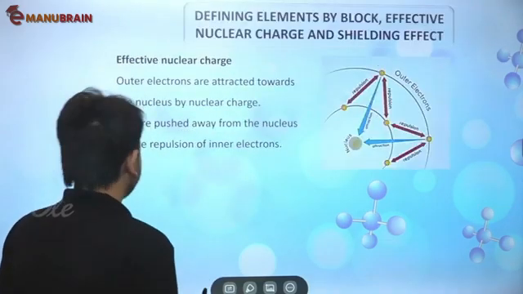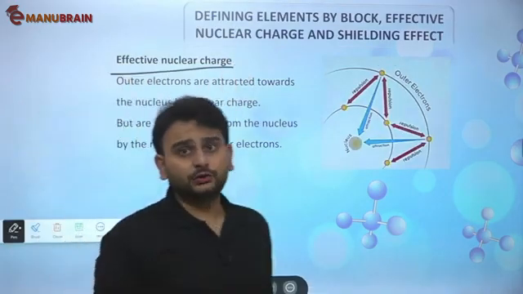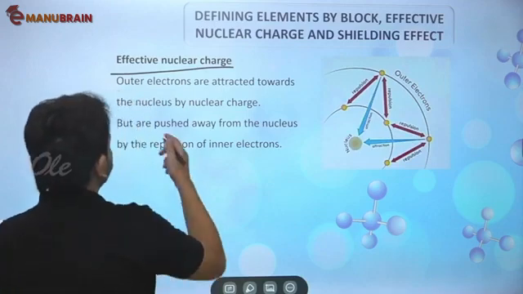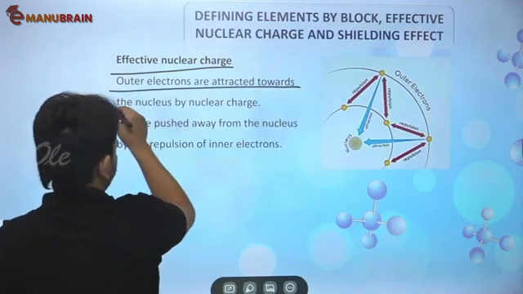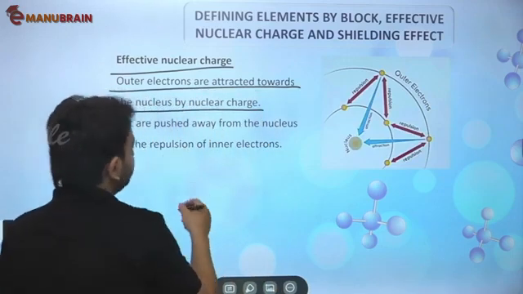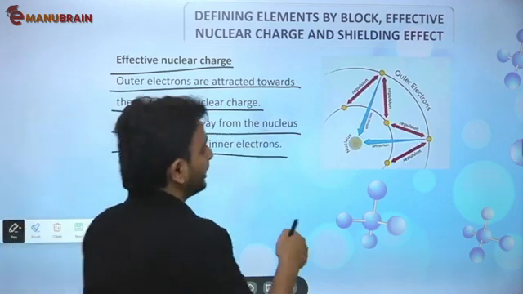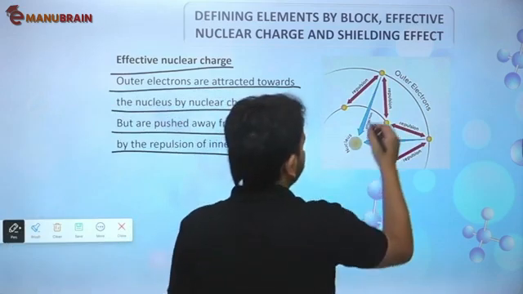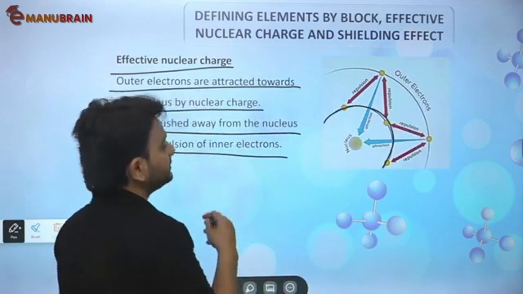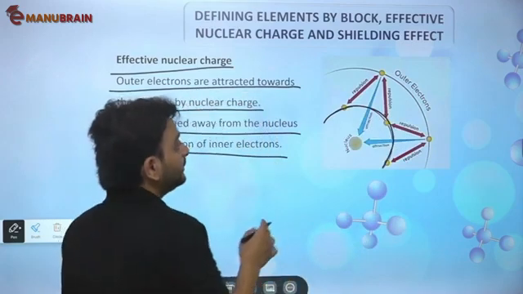Next is effective nuclear charge, guys. The concept says that although the nucleus will have a certain charge, outer electrons are attracted towards the nucleus by a nuclear charge, but this nuclear charge will get reduced because of the repulsion of inner electrons. The first shell won't experience any change in nuclear charge. There will be no electrons shielding the outer electrons.